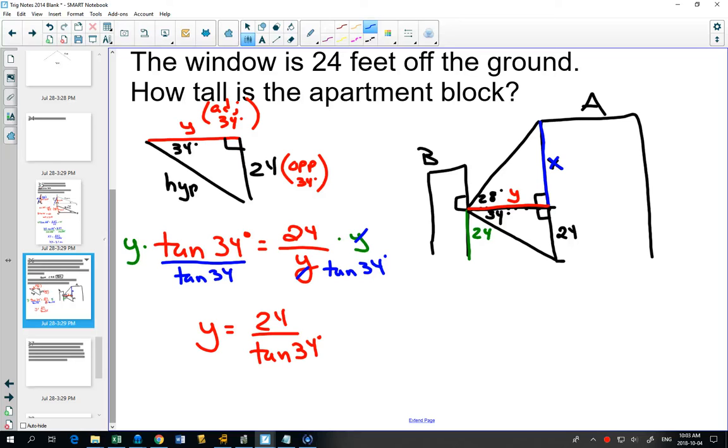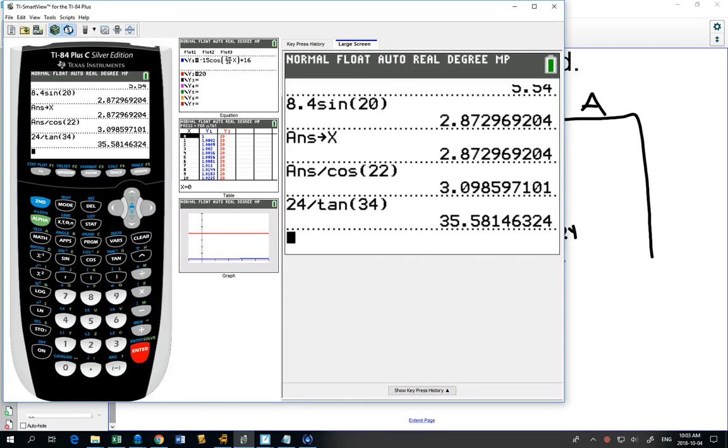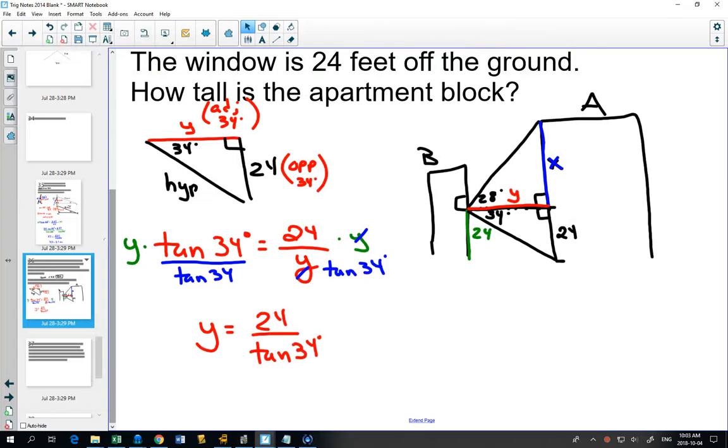Okay, but back to this. So now we can type this into our calculator. 24 divided by tan of 34, 35.6.